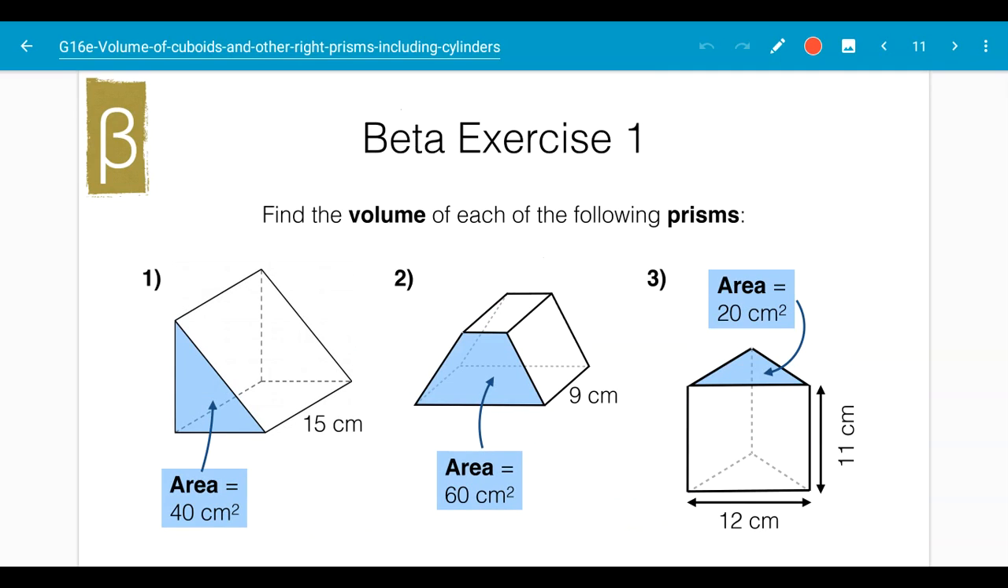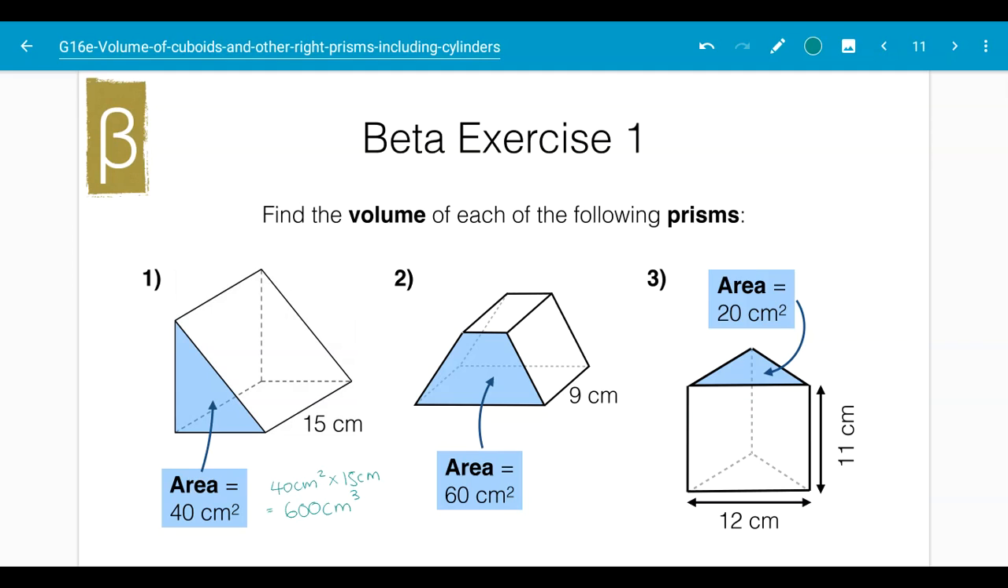So let's have a look at this here. I'll give you a bit of time to have a think about these yourself, or you can pause the video. So this question on the left, you've got an area 40 centimeters squared multiplied by the 15 centimeters, and you should get 600 centimeters cubed.